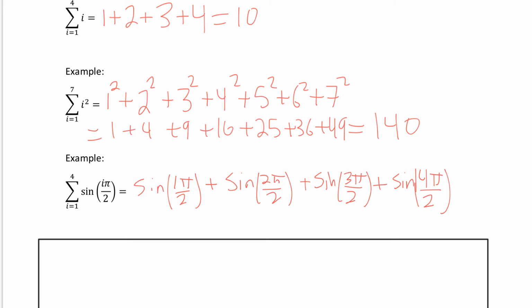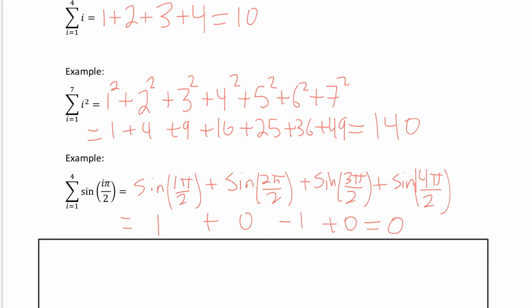Okay, so can we simplify this? Can we turn this into a number? Well, sine of pi by 2 is going to be just 1. Sine of 2 pi by 2, or sine of just pi, is 0. Then we have minus 1, and then we have 0. So we actually get that this sum is just 0.